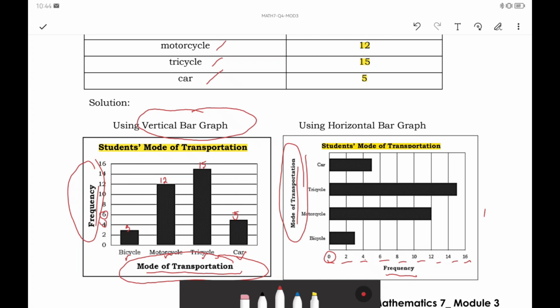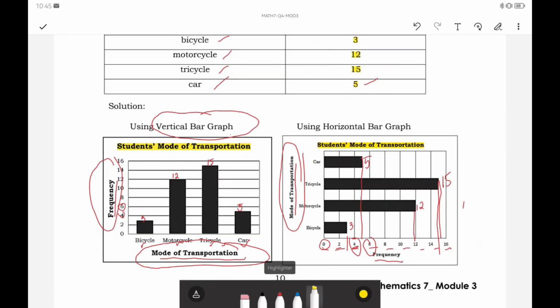So for car, 5 students use, so that is between 4 and 6. That is the car, which is 5. For tricycle, 15 students use this one, so that is in between 14 and 16. So this is 15. And for motorcycle, this is 12. And for bicycle, this is 3, in between 2 and 4. So this is your bar graph, the vertical bar graph and the horizontal bar graph.